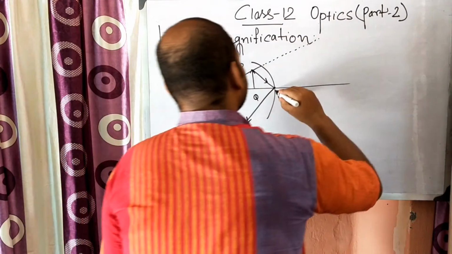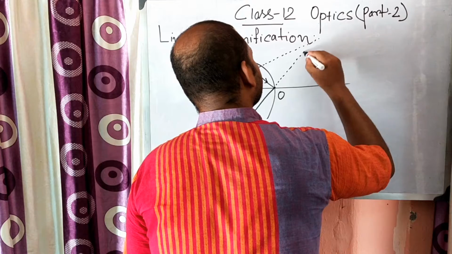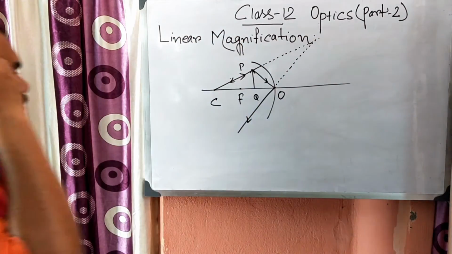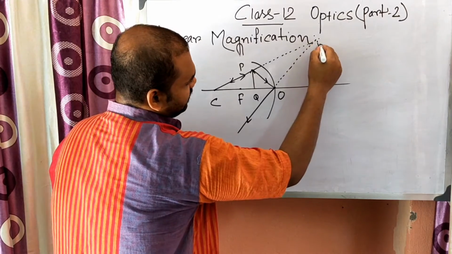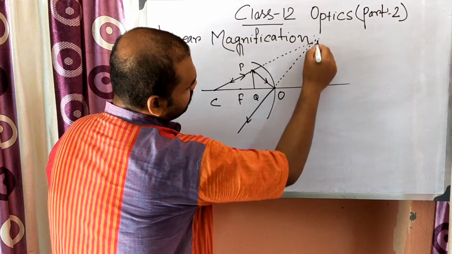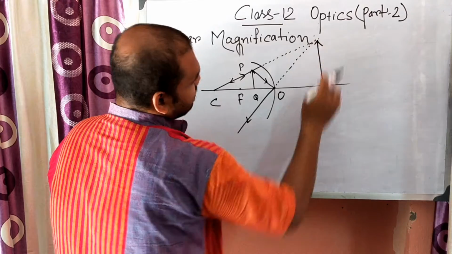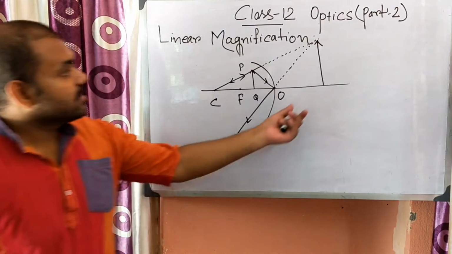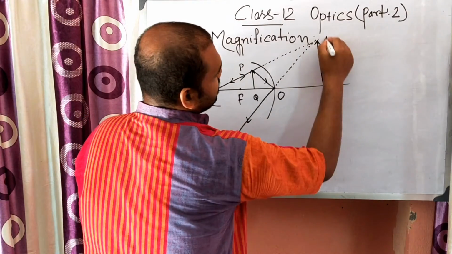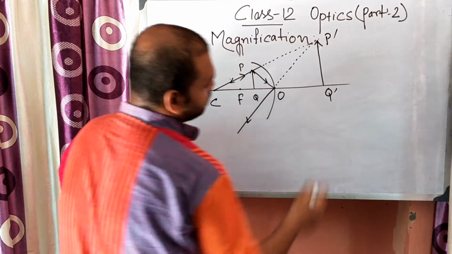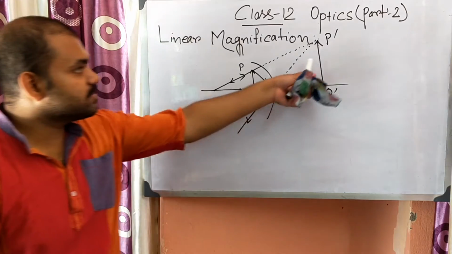Now if we extend it here, then we will get an image. If we look from this side, we will get an image over here. In this case the image is not inverted but erect. So let us consider the image is P prime Q prime.